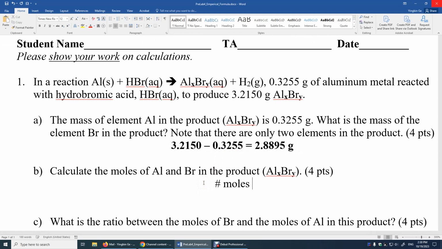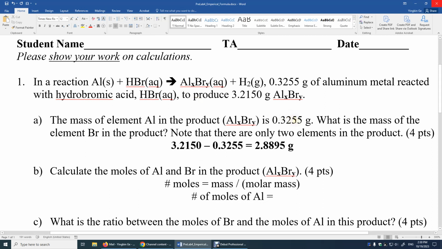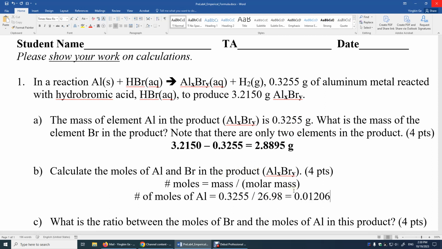The number of moles is equal to mass divided by molar mass. We'll do this for aluminum. The number of moles of aluminum is equal to its mass, 0.3255, divided by its molar mass, which you look up from the periodic table. Now we need to keep 4 sig figs over here, 0.01206.